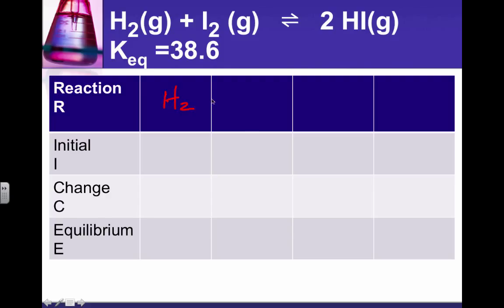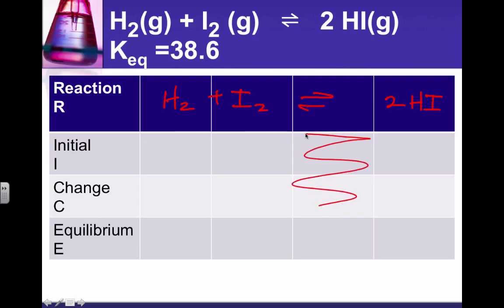First, we'll write our balanced equation. Hydrogen plus iodine gives us hydrogen iodide, 2 of those, in fact. And then I don't need to write numbers in this column. Let's put our Kc, since I have molar concentrations. HI is squared, and that's over hydrogen to the first power and iodine also raised to the first power.